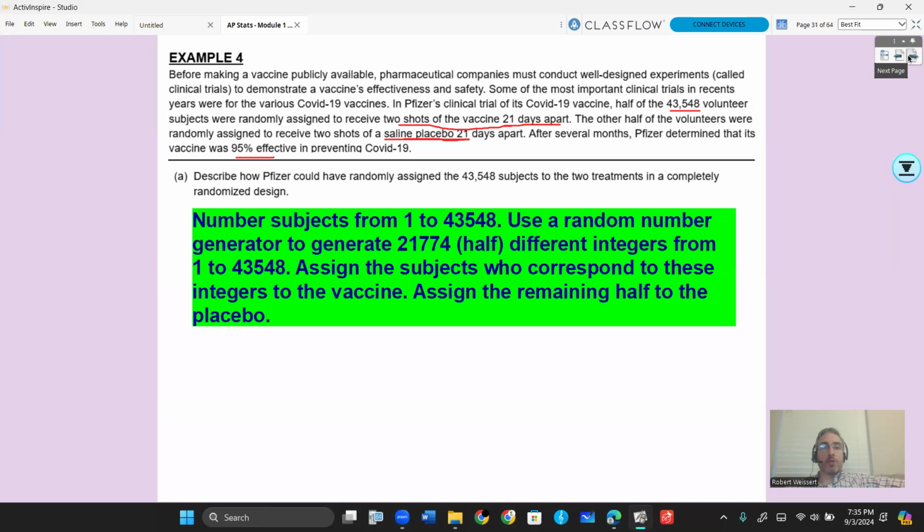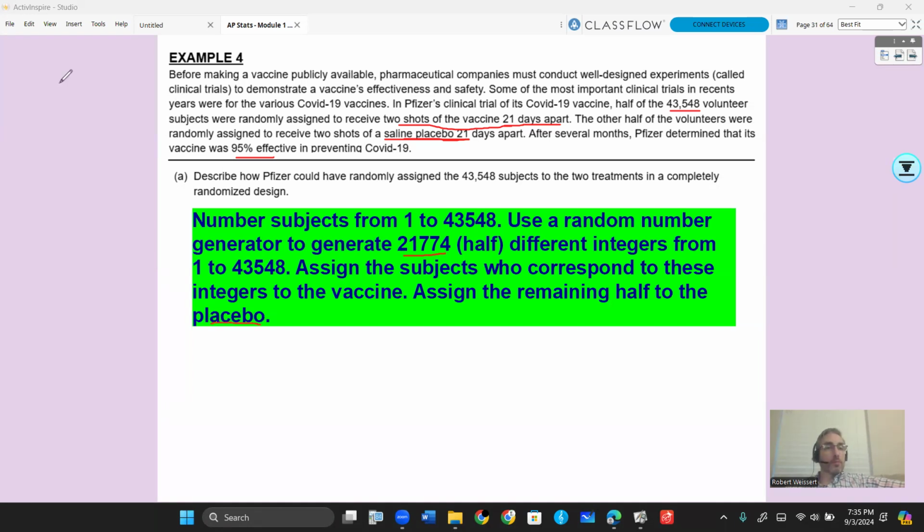Easiest way to do it is a random number generator. Use Google, use a spreadsheet, use your calculator. And we want to get about half. So notice that I have the first half, 21,774, assigned different integers. Everybody's labeled 1 to 43,548. Easiest way to do it is alphabetize them in a list and randomly shuffle them and pick the first 21,774 that come up and assign those to the vaccine. The rest are going to get the placebo.